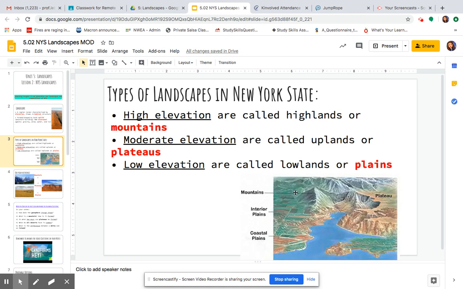The mountains have high elevation. The plateau are kind of in the middle. And then the plains have the lowest elevation. This is an example of landscapes we would see in New York State. Take a moment to write down the words in red, and then we'll move on.